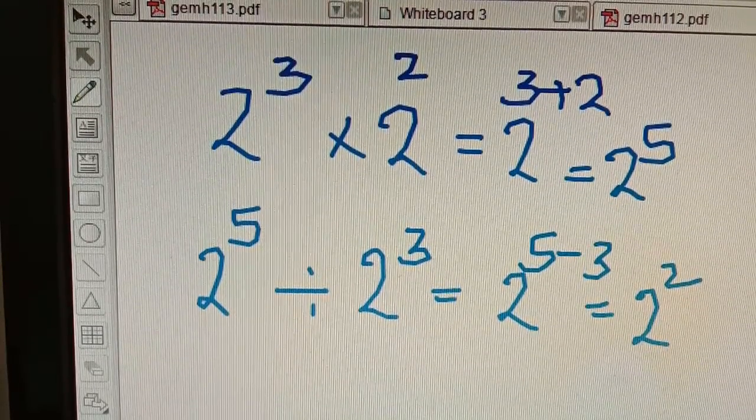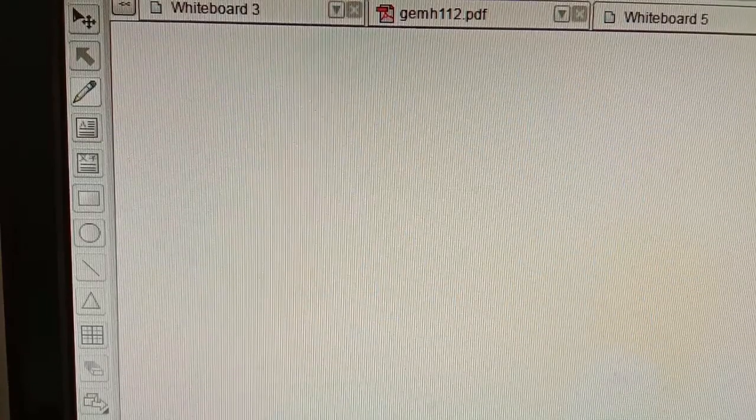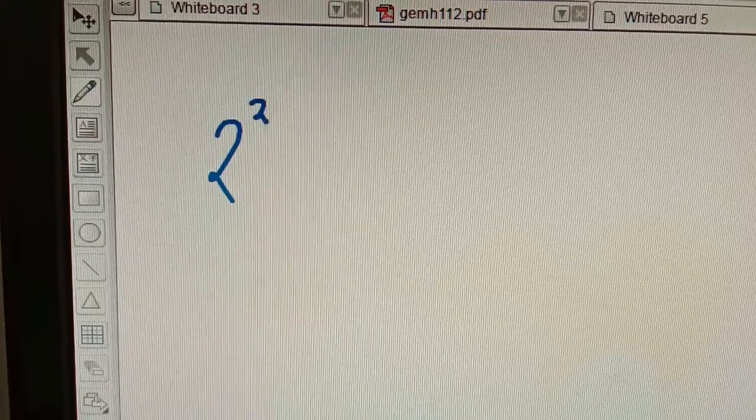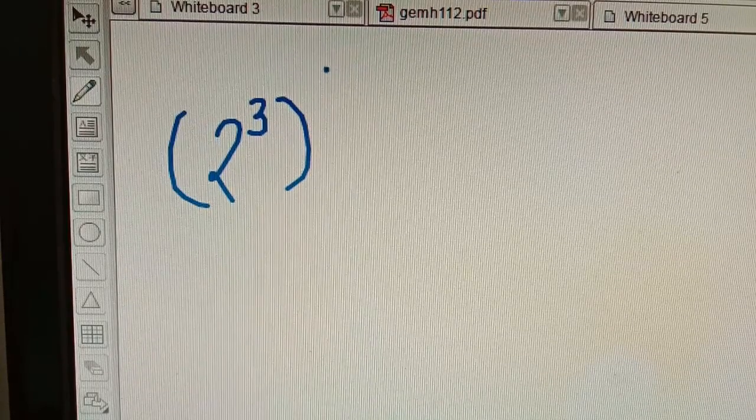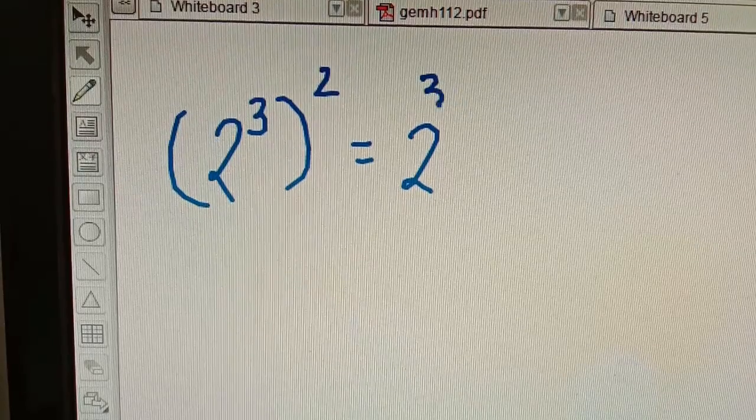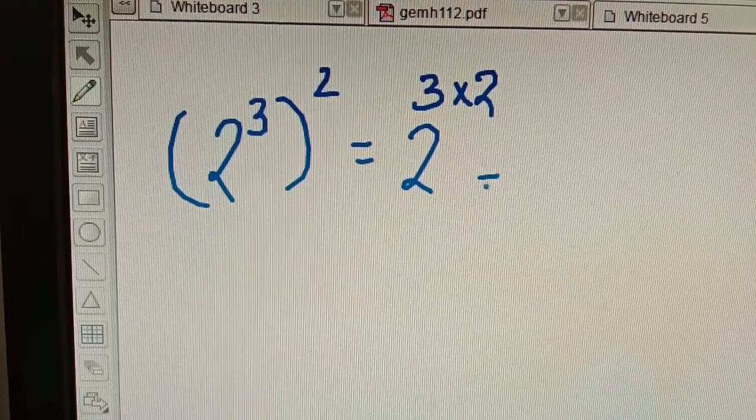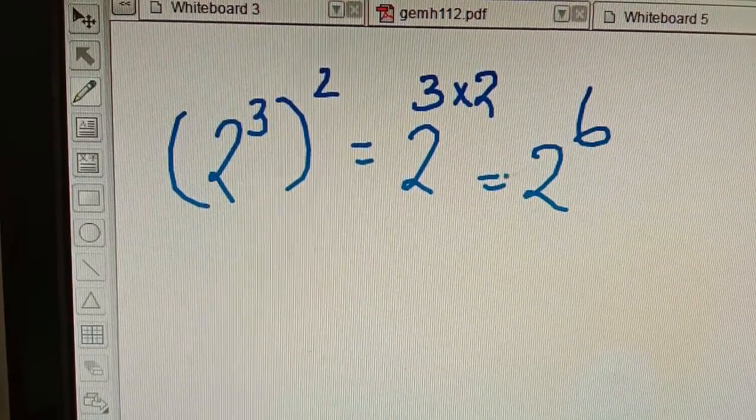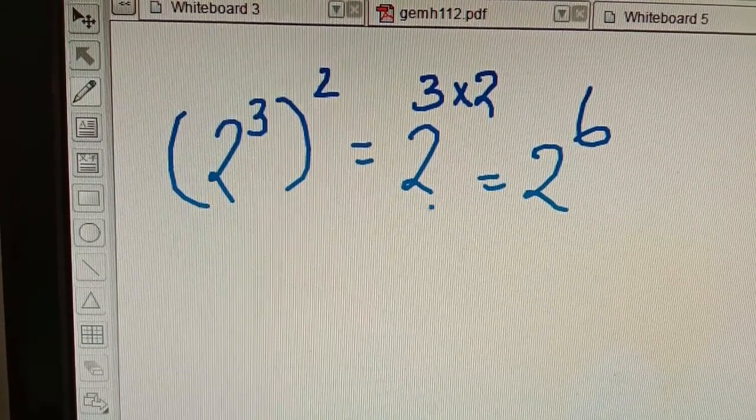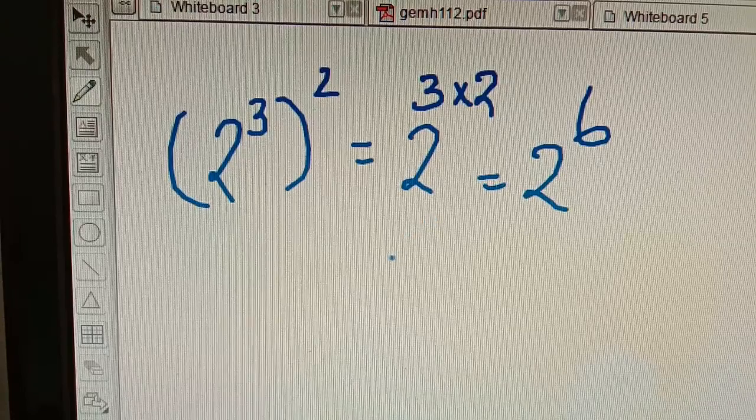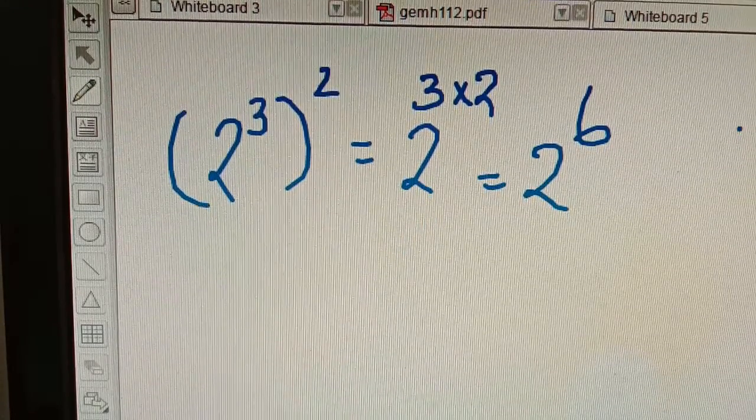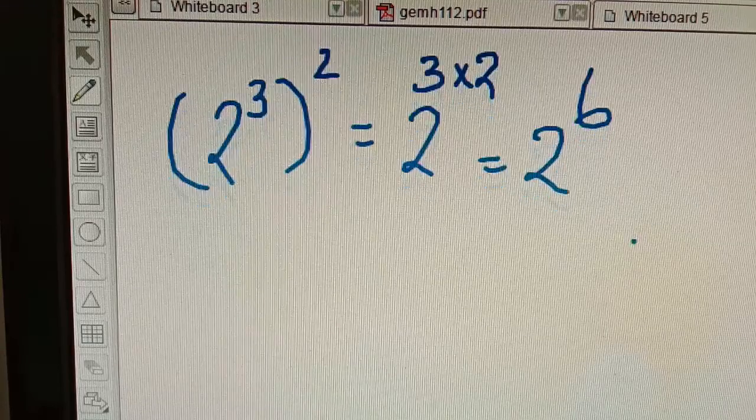Okay, then the next law, power of power: 2 to the power of 3 whole to the power of 2 is equal to 2 to the power of 3 times 2, that is 2 to the power of 6. Then the law is this way, a to the power of m whole to the power of n is equal to a to the power of mn. Okay, so here we can see the bases are the same and the powers are different.